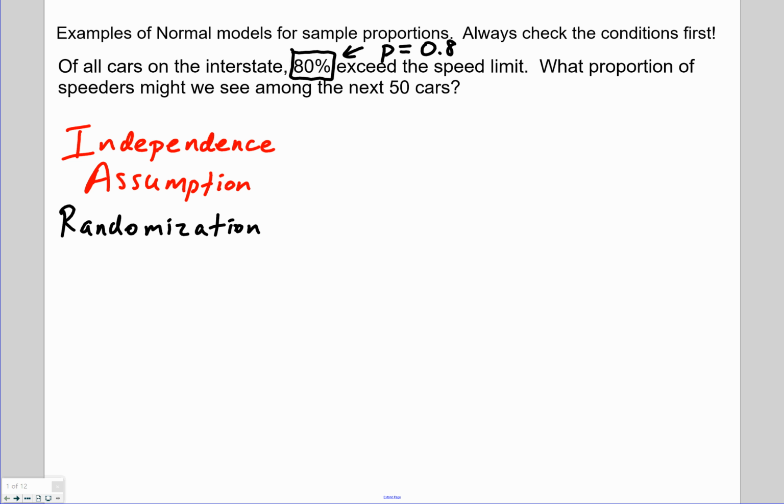Okay, so what are we saying about the randomization condition? What are we hoping that we saw or heard when Emmanuel read the sentence and the question? We're hoping that he read something that said what? What word? Don't think so hard. We're hoping to see randomness, randomly. We want these to be random samples.